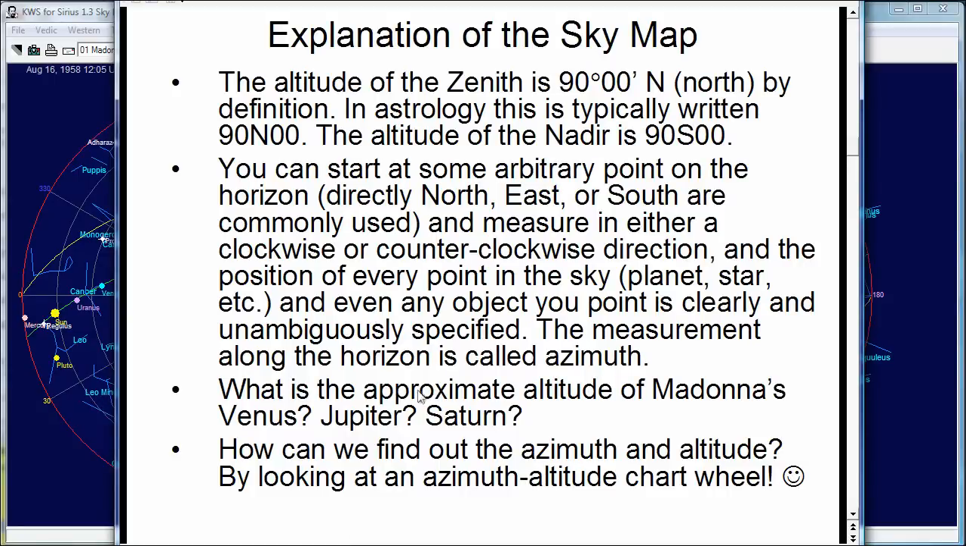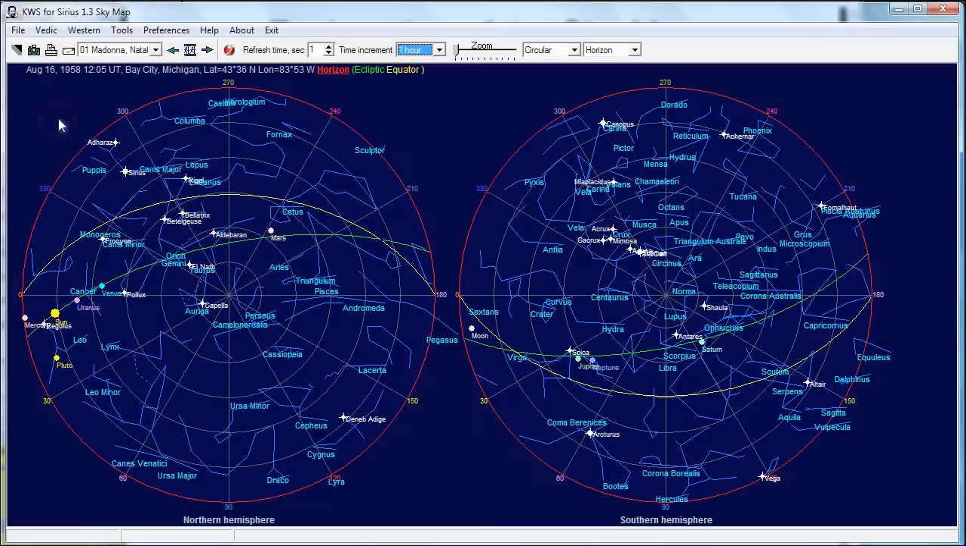So I've got a question here. What is the approximate altitude of Madonna's Venus, Jupiter, and Saturn? How can we find out what it is? Well, we find out by looking at an azimuth altitude wheel. And instead of doing a chart wheel the way we usually do it in astrology, we could do a chart wheel in relationship to the horizon.